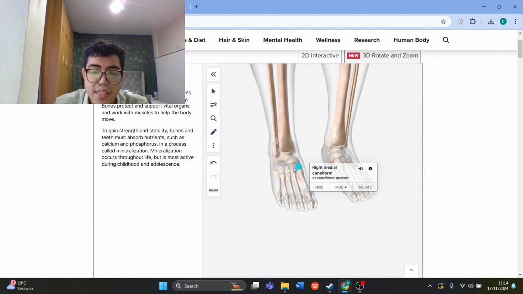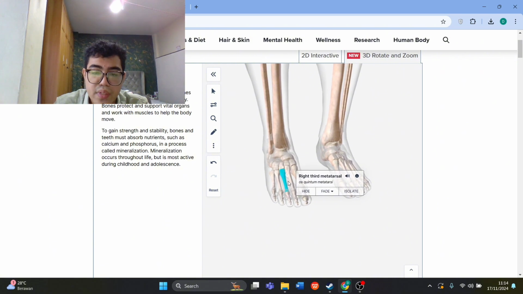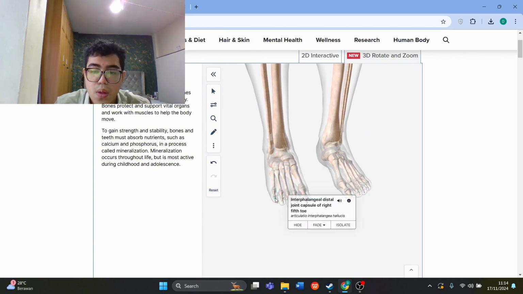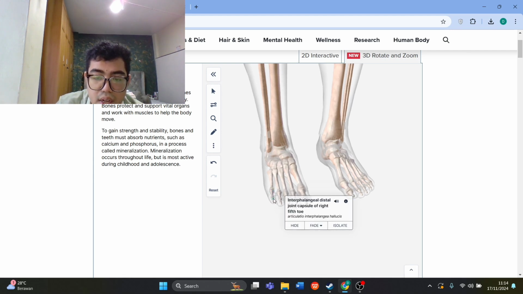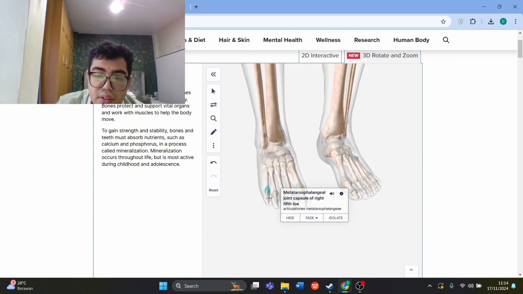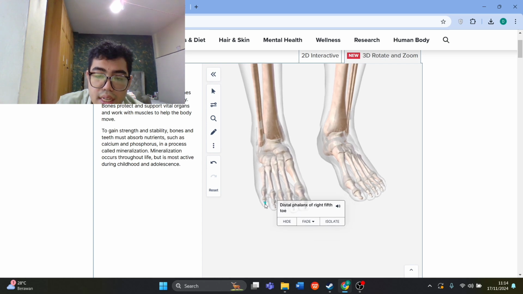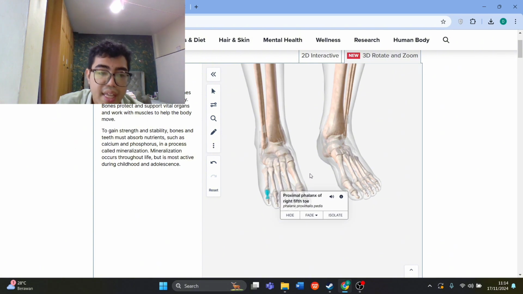We have here the medial cuneiform, the intermediate one, and the lateral cuneiform. These long bones over here are called the metatarsals, while these small things that form the toes of our foot are the phalanges. You can see that the phalanx is divided into three sections: the distal, the medial, and the proximal part of the phalanx.